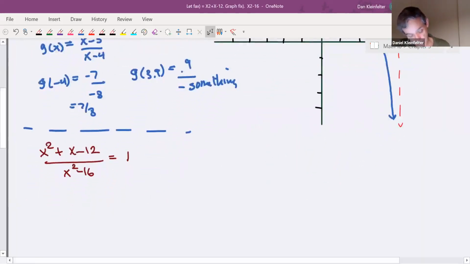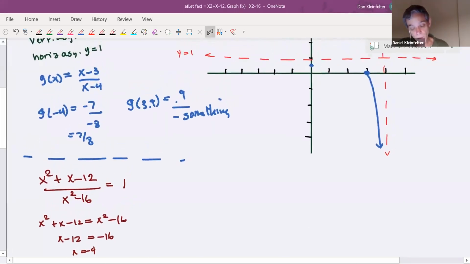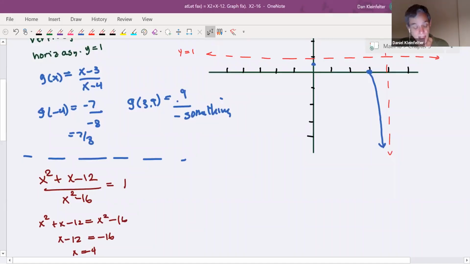So let's check. Multiplying to clear the fractions out, we'll have x squared plus x minus 12 equals x squared minus 16. We'll subtract the two x squared terms from both sides. We'll have x minus 12 equals negative 16. And then adding our 12 to both sides, x will equal negative 4. So we saw that the function's not defined at negative 4. So that is especially interesting.